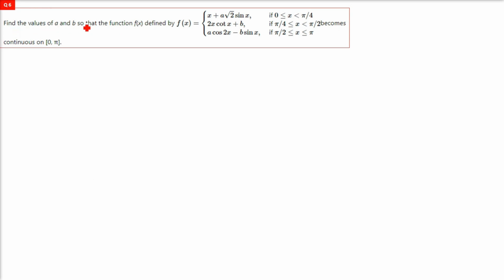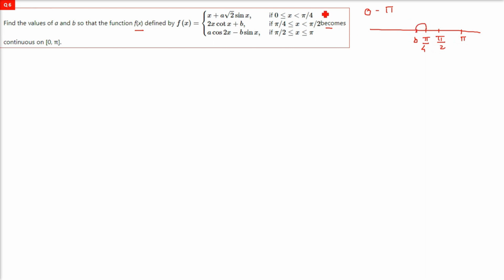Find the values of a and b so that the function f(x) is defined by f(x) is equal to, there are three functions given and they are continuous from 0 to pi. That is, from 0 to pi there are certain points where the function changes: pi by 4 and pi by 2. Now between 0 and pi, 0 is indicating 0, pi is indicating 180 degree. So we have 2 points in between, pi by 4 and pi by 2. Now pi by 4 corresponds to 45 degree, pi by 2 corresponds to 90 degree.